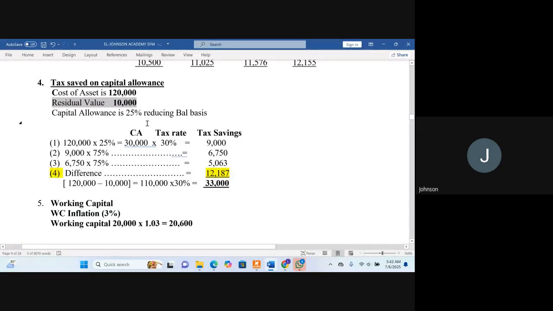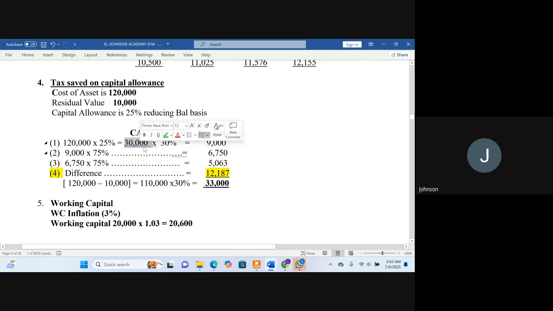So what do we do? The first year, we say 120,000 times 25%. Once we do that, we get our 30,000. So that is the capital allowance. And you know that to now get your tax savings on capital allowance, we've already gotten our capital allowance because it's on reducing balance. We say this multiplied by 25% is supposed to give us 30,000 as our capital allowance.